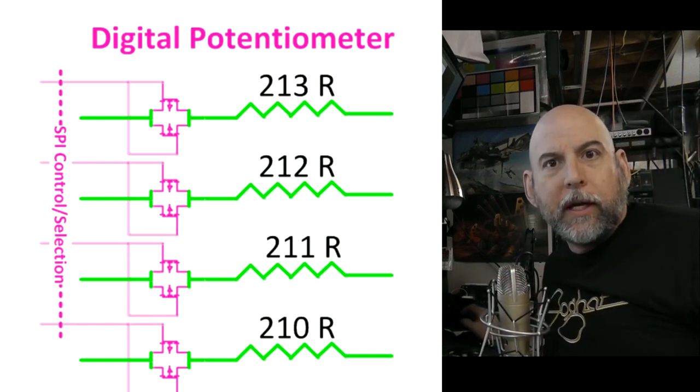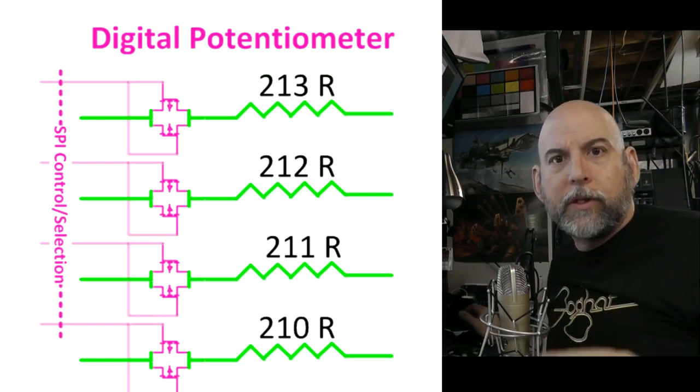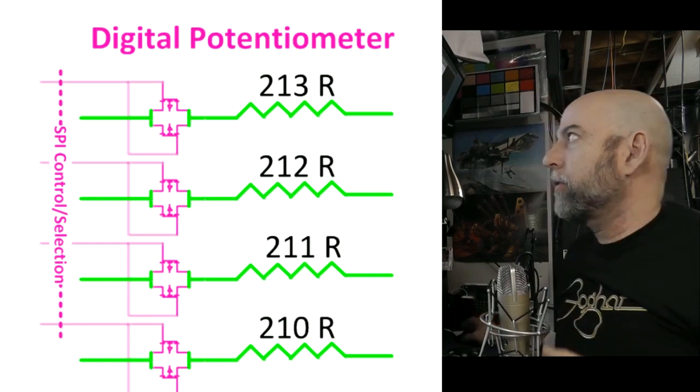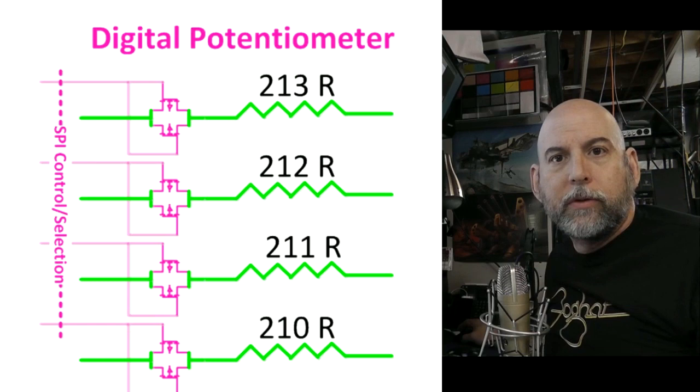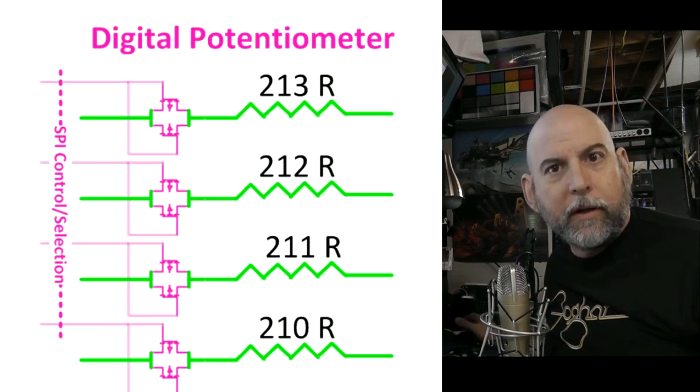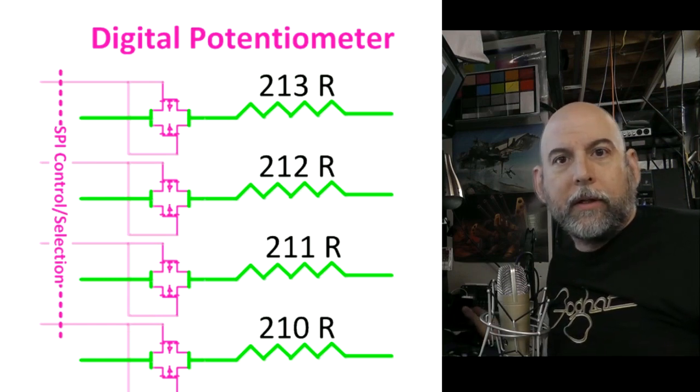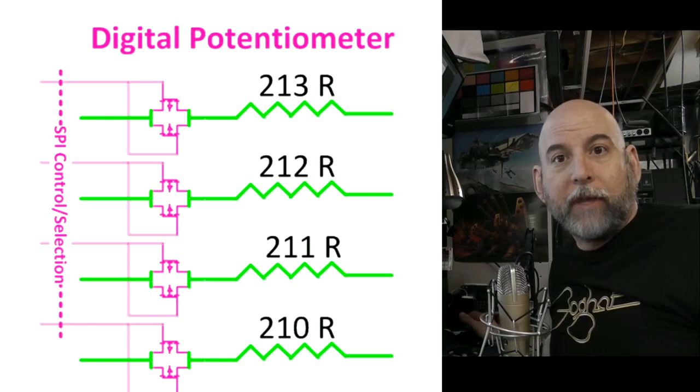And that's what happens: the SPI logic picks out which resistance you want. So if I write a 212 using the SPI interface, it's going to select and turn on the FETs in series with the 212 resistance that's already on the chip. And that becomes our digital potentiometer value.